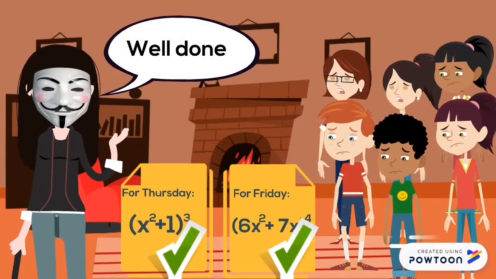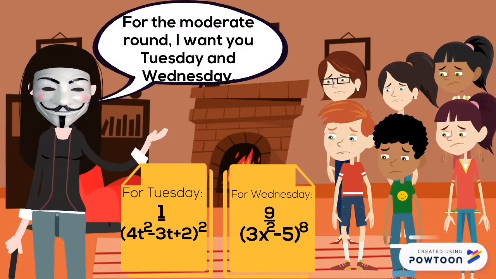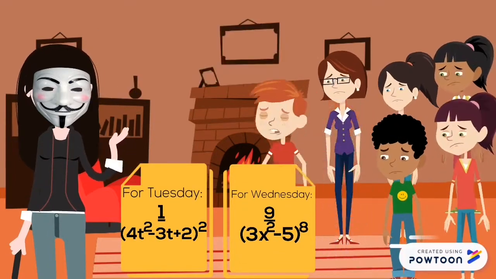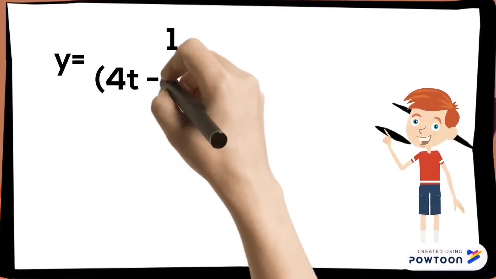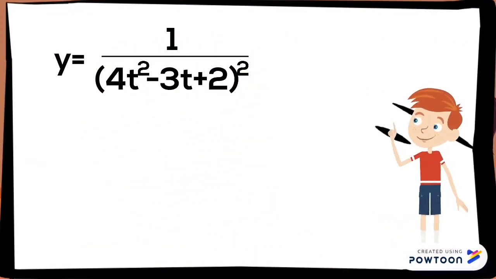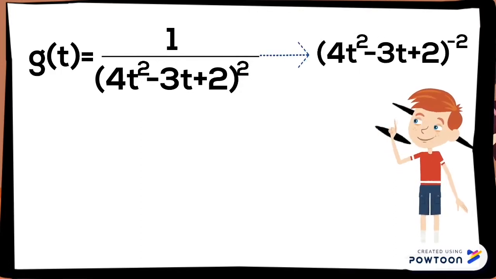Well done! For the moderate round, I want you Tuesday and Wednesday. Oh, wow. I hope I can do this. Find the derivative of g of t is equal to 1 over the quantity of 4t squared minus 3t plus 2 raised to the power of 2 using chain rule. For it to be easier to solve, we can rewrite the function as 1 times the quantity of 4t squared minus 3t plus 2 raised to the power of negative 2. We can set aside or omit 1 since anything multiplied to 1 will be equal to itself.